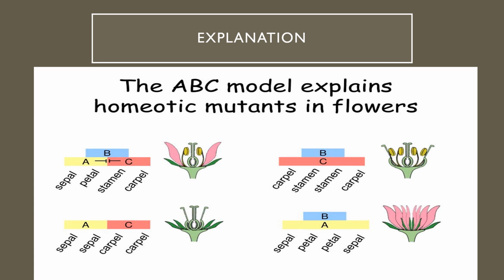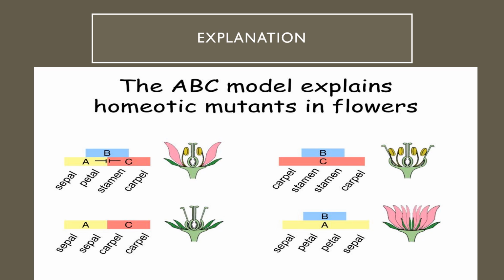Let's say the first case. If we mutate class A gene, then what happens? When we mutate the class A gene, which was earlier responsible for the formation of sepal and petal, here there is a loss of function of class A gene. Then what happens? So जब C gene alone present रहता है तो कार्पेल का फॉर्मेशन होता है.